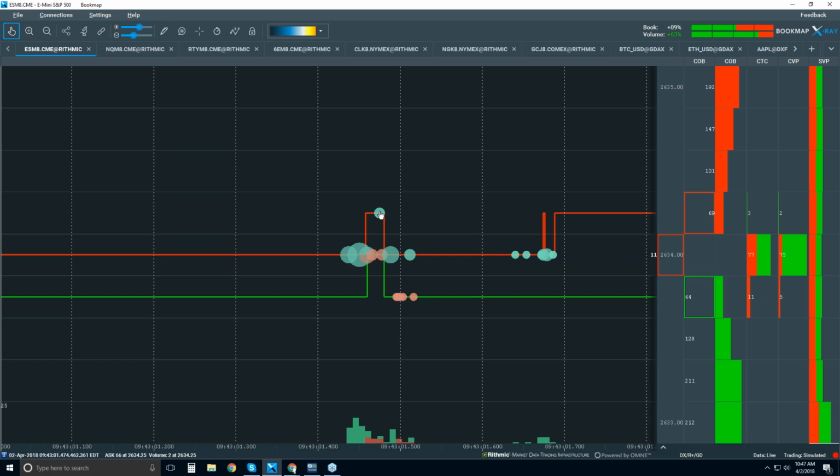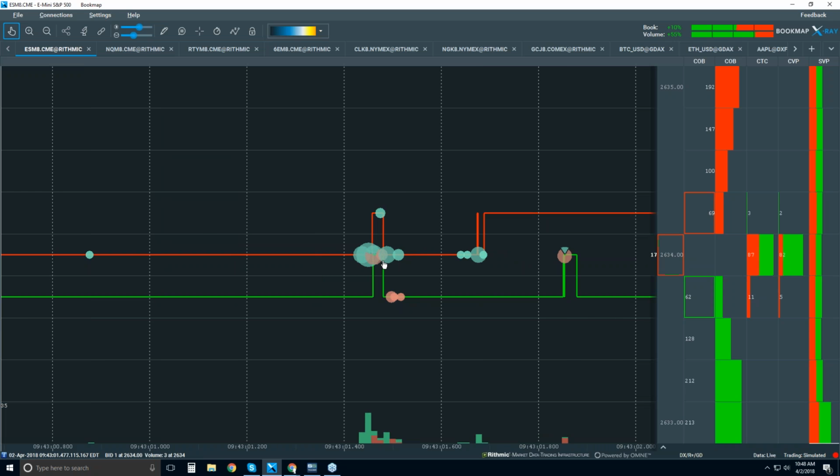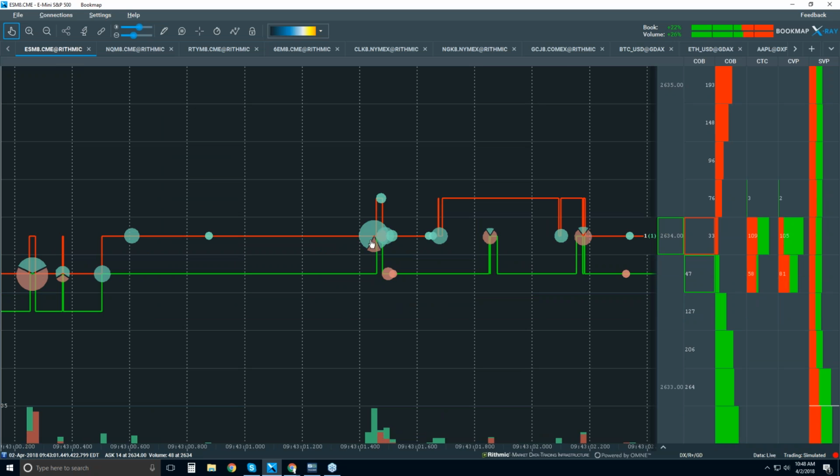They crossed the spread and took liquidity off of the best offer. That transaction is recorded here as a green dot in Bookmap. A red dot is an aggressive market sell. Now there are so many transactions that take place, and look at this pie display, for example. You can see that more than three-quarters of this was aggressive buying, but there's some selling in here too.